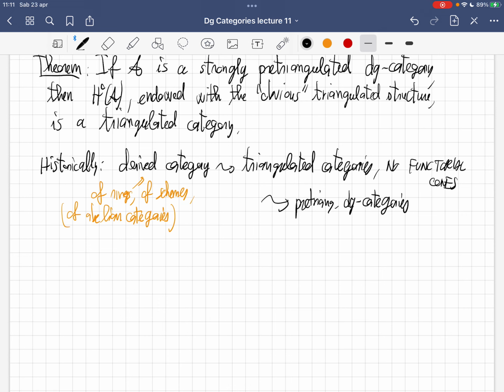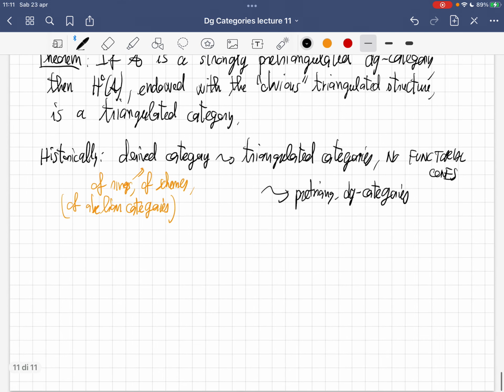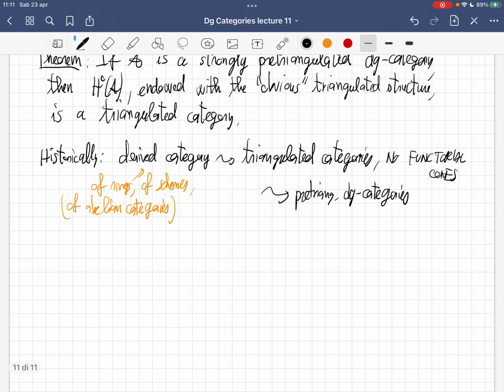So historically, this was the path. Pretriangulated DG categories actually came later than the triangulated categories and derived categories, but in this course we've dealt with them from the very beginning, so we've done it the other way around. There are still some questions that can be interesting.